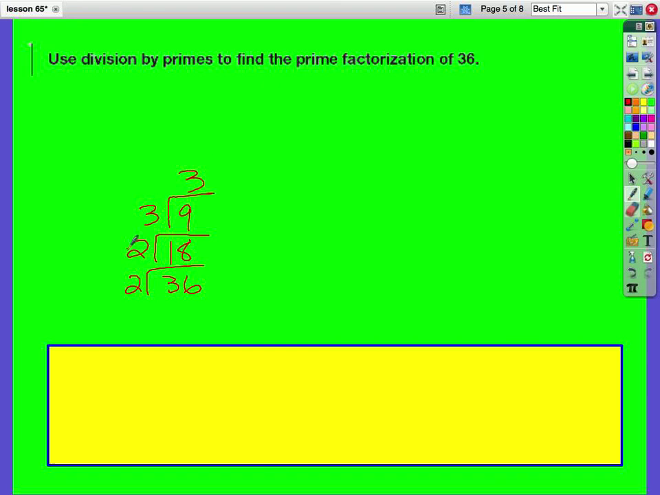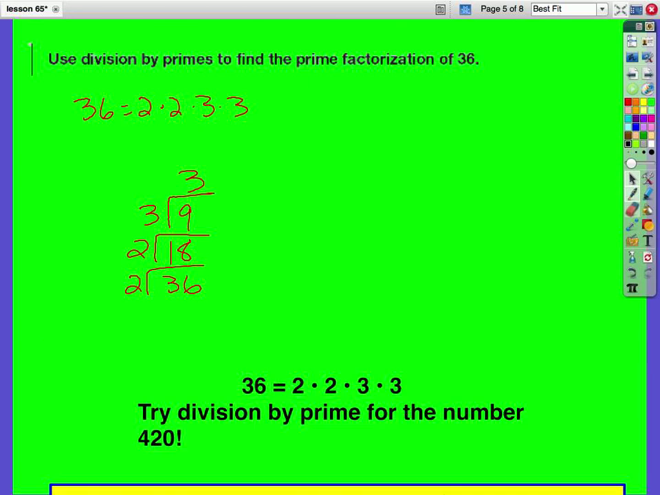Okay, I have all prime numbers on the outside of my division boxes, so 36 is equal to 2 times 2 times 3 times 3. Okay? Now it says try division by prime for the number 420. Wouldn't be a bad idea to pause, try it out on your own, and then go ahead and play. I'll do it.